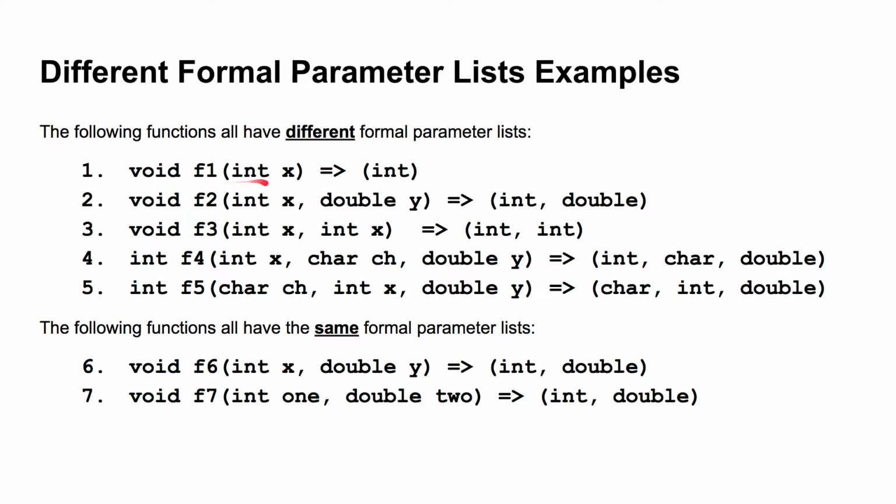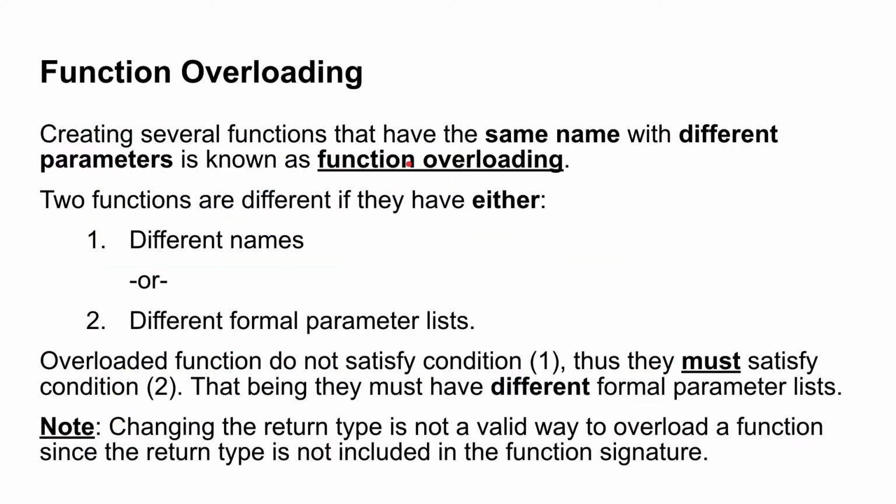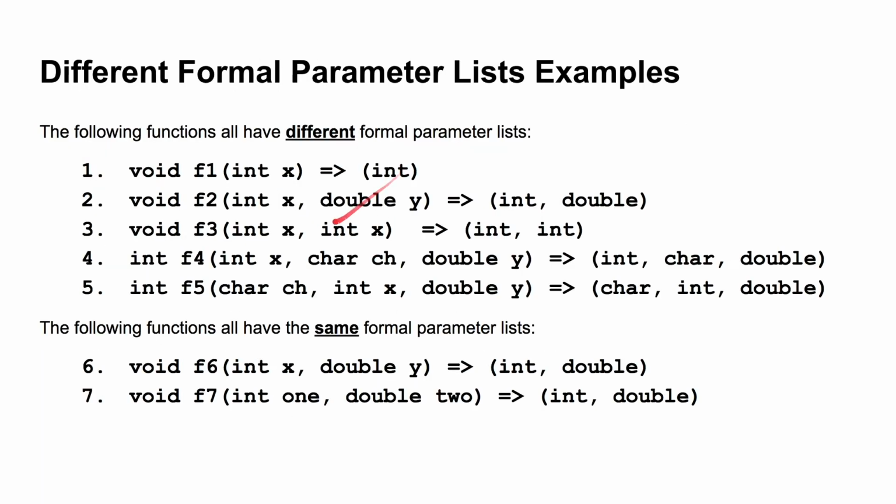So we have this f1, and its formal parameter list is int. We have f2, whose formal parameter list is int and double. We have f3, which has a formal parameter list of int and int, as you can see here. f4 has a formal parameter list of int, char, double. And function 5 has a formal parameter list of char, int, double.